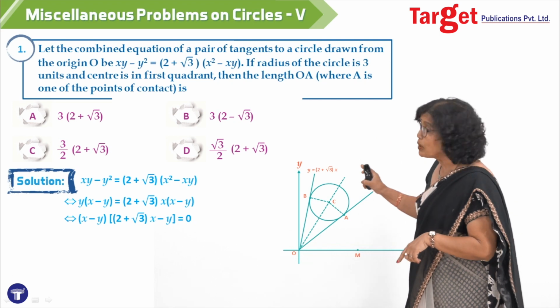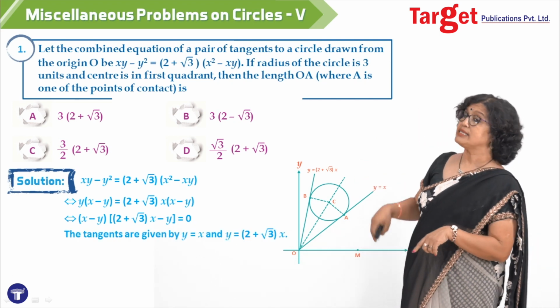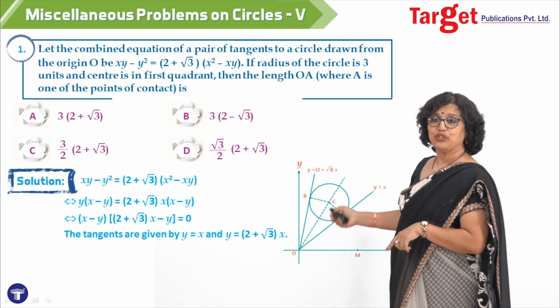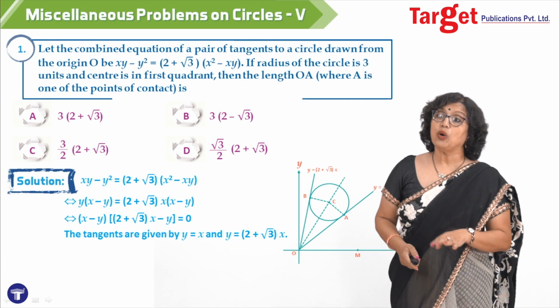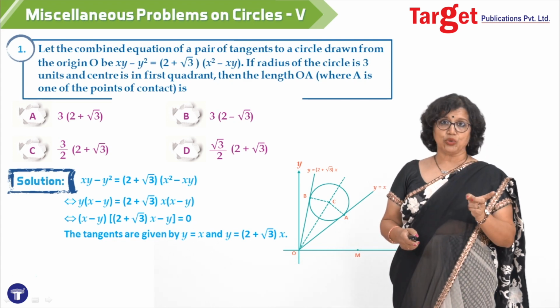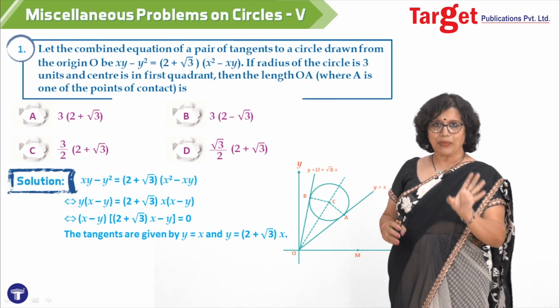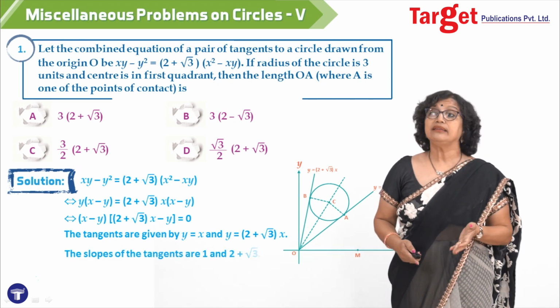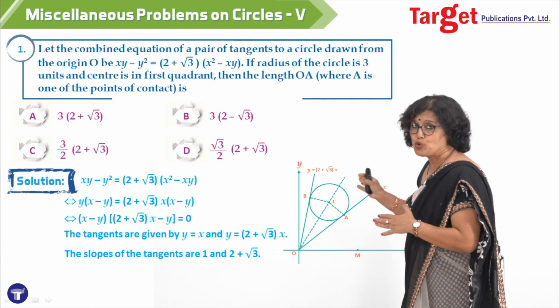So I have shown in the picture one line as y equal to x and the other line as y equal to 2 plus root 3 into x, right? So these are the tangents to the circle. Now, y equal to x is a line passing through the origin, and y equal to 2 plus root 3 into x, even that is a line passing through the origin. And in fact, their slopes are known to me. One slope is 1 and the other slope is 2 plus root 3.